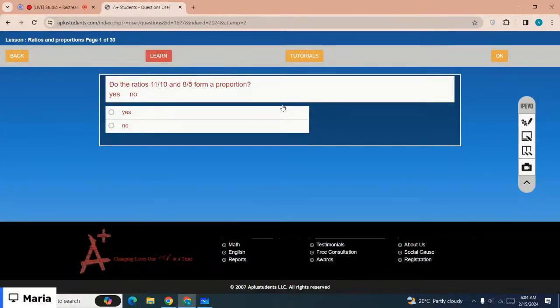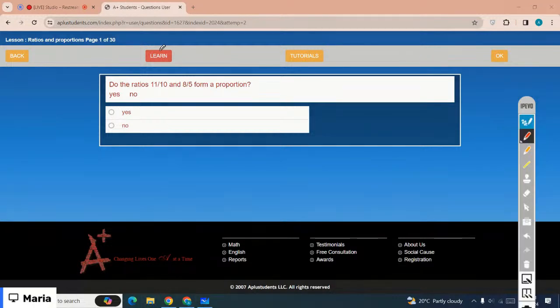Do the ratios 11 over 10 and 8 over 5 form a proportion? Okay, let's make their denominators the same, right? One of them is 11 over 10, the other is 8 over 5. Here you have 10, you need to make that 5 equal 10. So 5 times what number is 10? 5 times 2 is 10. So that is 11 over 10, and 8 times 2 is 16 and 5 times 2 is 10.